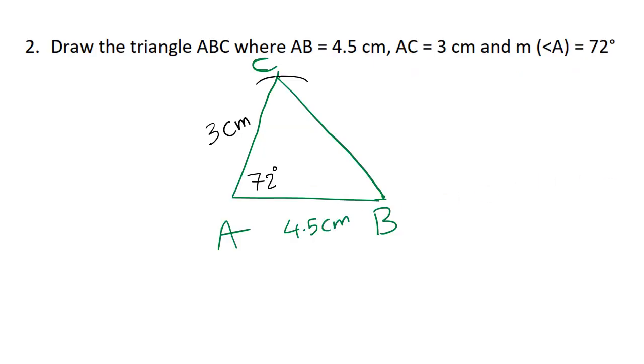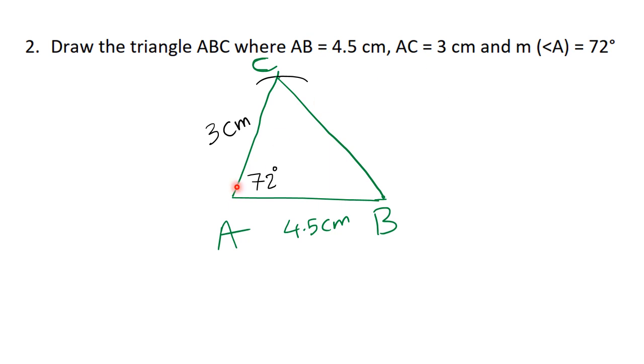In the second question, he asks me to draw a triangle ABC, and we have two sides and one angle. So first we start with any side of them. Let's start with the greatest side using the ruler. AB will be 4.5 centimeters. Then after that we get the angle. To draw the angle, we put the protractor on the angle A here and start counting the angle until we reach 72 and put a point. Then we draw this line.